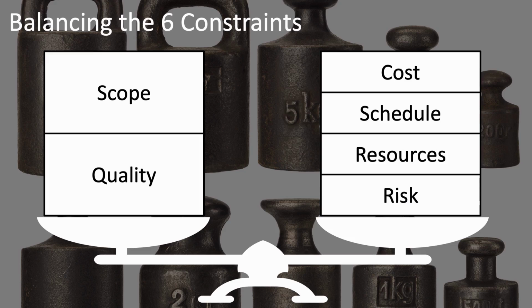What if you needed the project to finish sooner? Meaning the schedule needs to be reduced. You could do that by crashing or fast-tracking the schedule, which would increase cost or risk. Or you could do it much more safely by reducing scope. Or you could reduce quality.